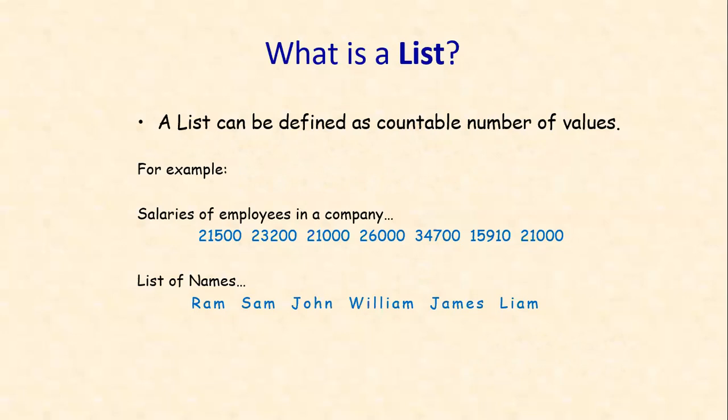Okay, for example, let us say I have some set of integer values, namely salaries of employees in a company. Then what could I do? I have to store those values in the memory, salaries of all employees. Similarly, let us say I have a list of names of employees. So I have to store all those names in memory, right? This set of values which were stored in memory for some computational purpose is called a list, right?